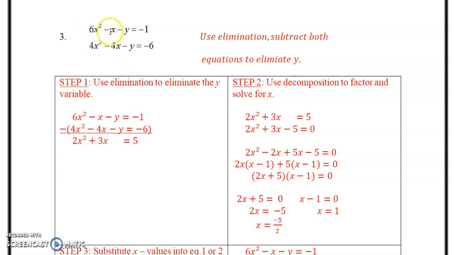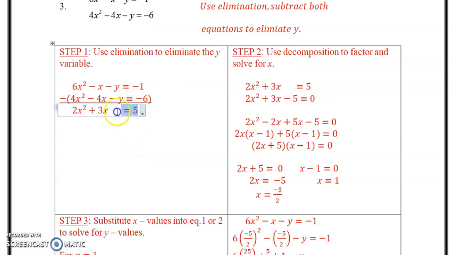Remember, put your x squareds together, your x's and your y's, and then your constants. That could be on the left-hand side is equal to 0, right-hand side doesn't make any difference. So I'm going to subtract equation 2 from equation 1 using elimination in step 1. So it's 6x squared minus 4x squared, 2x squared, negative x minus a negative 4x would actually be negative x plus 4x, which would be 3x. Negative y, subtract that negative y is actually negative y plus y, which is 0. That's why there's a gap here. And then we have negative 1 subtract negative 6, which is negative 1 plus 6, which is 5. And then that's the first step.